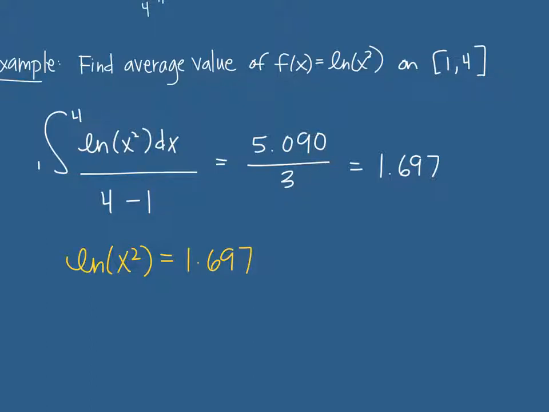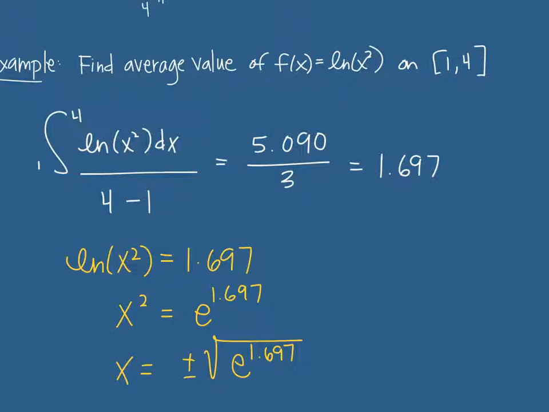I wouldn't just use 1.697. If I were you, I would store that as like an alpha A or something on your calculator so that you get the most accurate answer. And then you solve that by using e to both sides. So we'll have e to the stored 1.697. And then we'll have x to be the plus or minus square root of that. Now I don't need the negative one because the negative one won't be in the interval that I'm looking at. But I should be able to find the positive one.